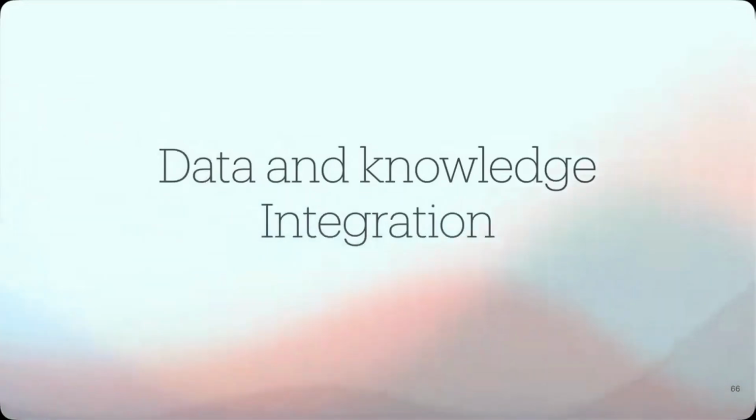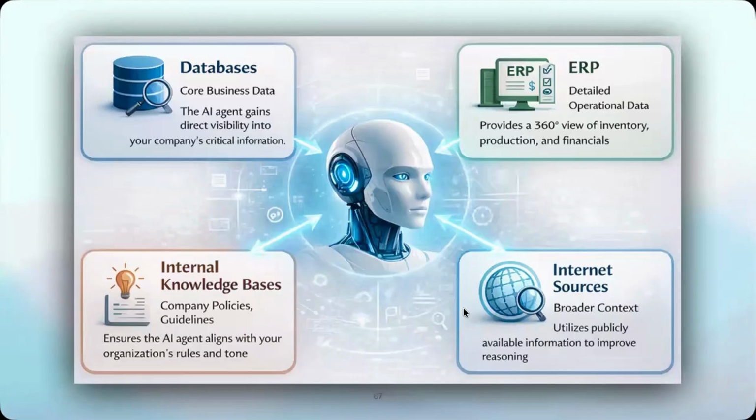In practice, this means connecting your AI agents to your databases, enterprise systems, knowledge bases, or even the internet. Let us start with databases. Databases are where a company's core information lives. When you connect an AI agent to your database, it gains direct visibility into your business systems, which helps it make much more informed decisions.